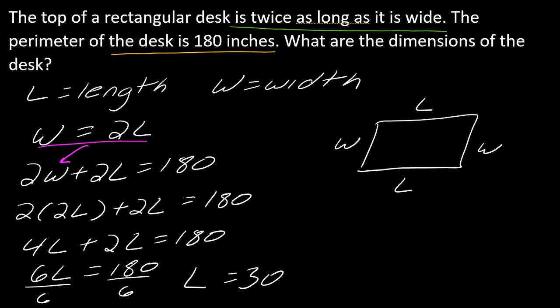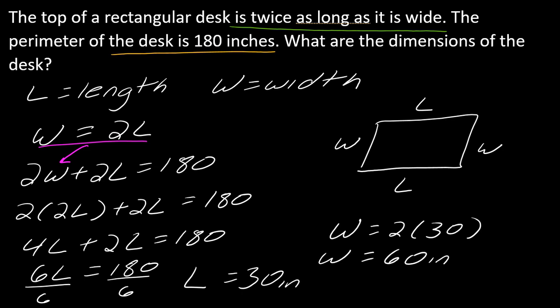And now to figure out the width, I can just take this information and plug it back into this equation. So if my W is 2 times the length, then my width must be 60. So this would be in inches. And so there's your answer.